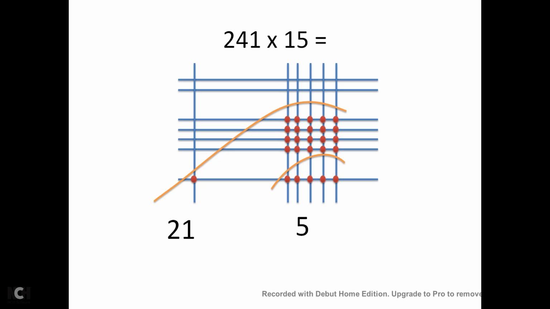Next, let's form the third group, and this would be our third group. Again, we'll count the intersections: 1, 2, 3, 4, 5, 6, 7, 8, 9, 10, 11, 12, 13, and 14. So in this group, there are 14 intersections.